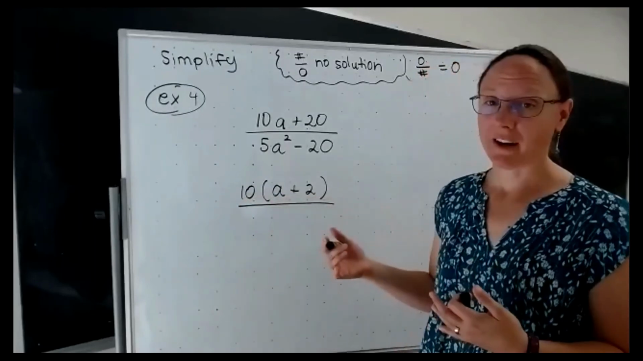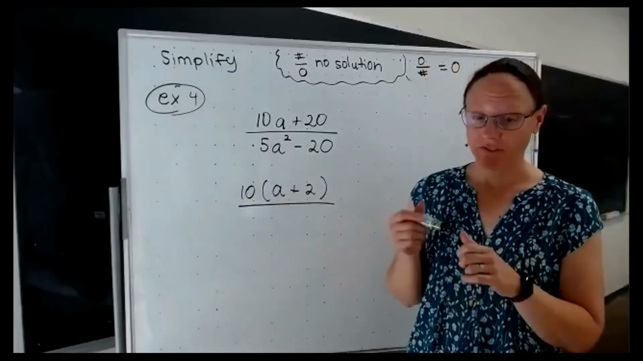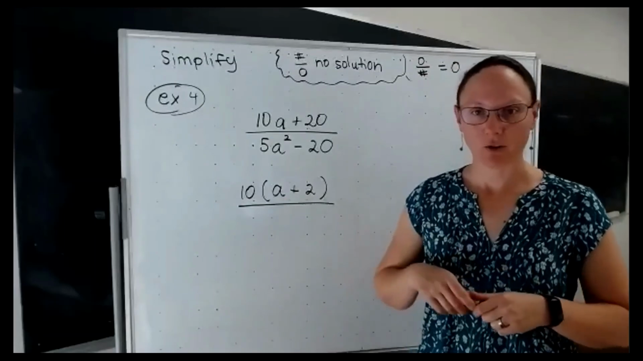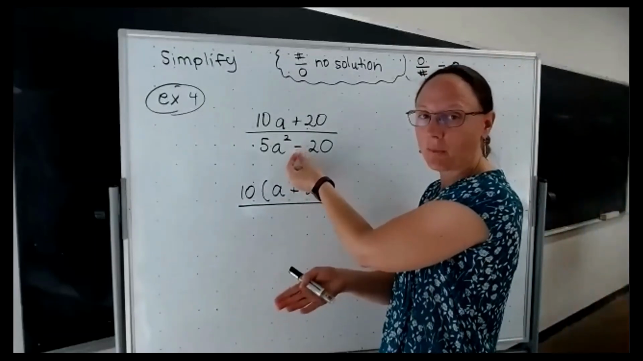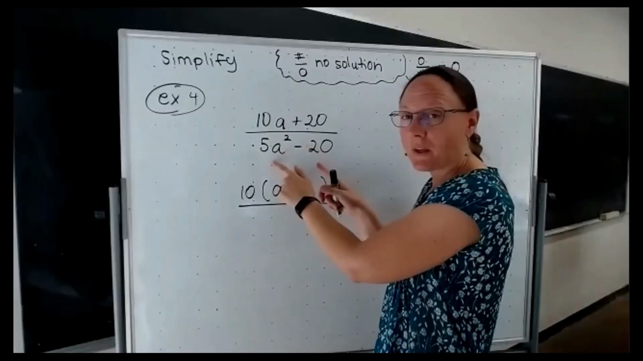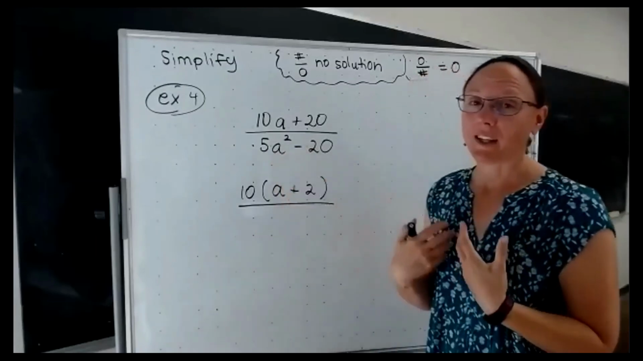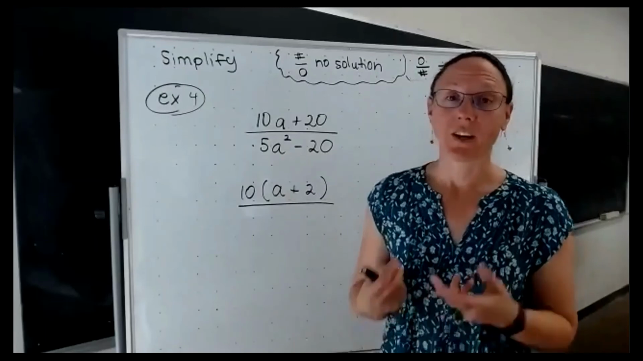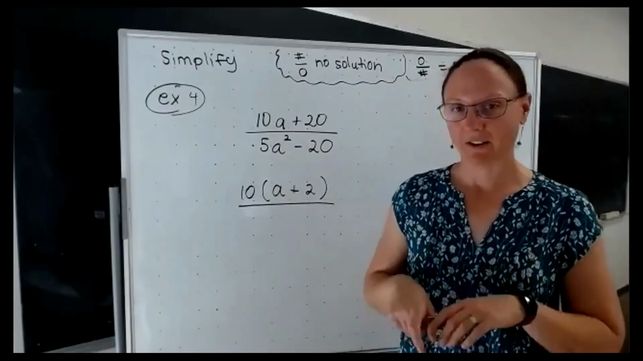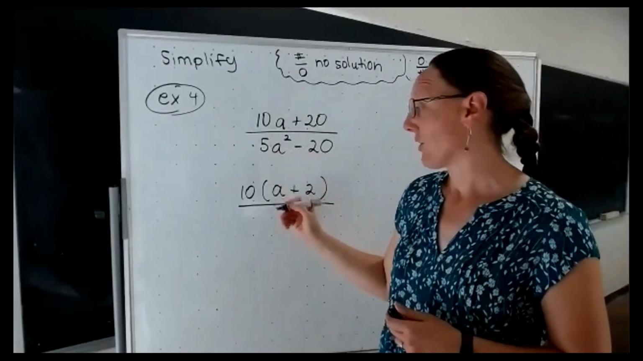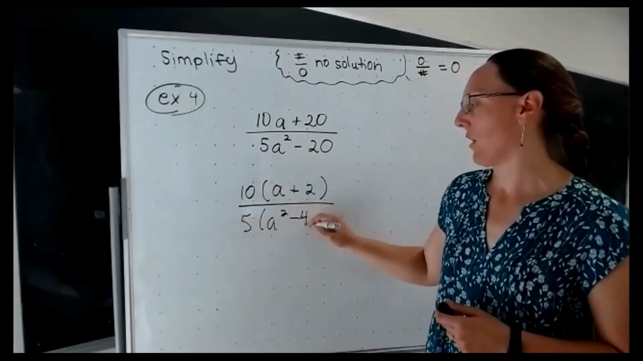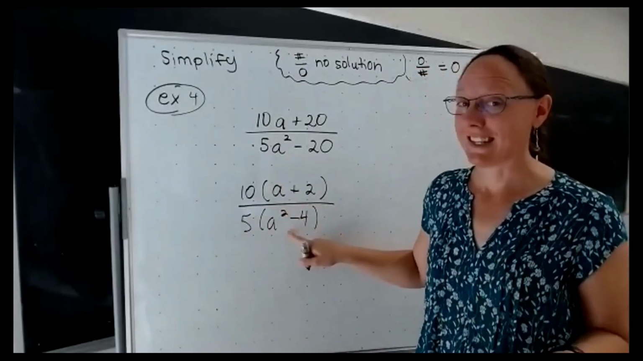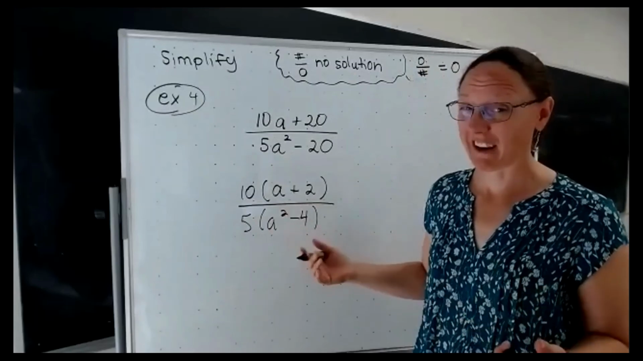On my denominator, I'm actually going to start off the same way. It's not a trinomial. I don't have that plus or minus an a term. I just have two pieces. So I'm hoping that after I factor something out, that it is that special difference of squares. And when I factor the 5 out, I'm left with a squared minus 4, which is the difference of perfect squares. We can factor that down further.